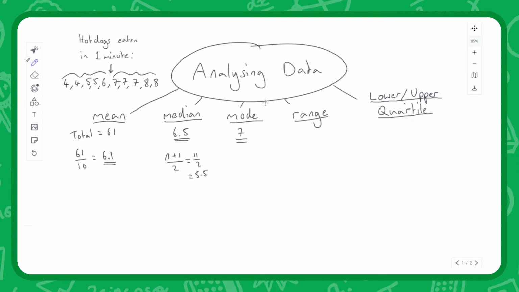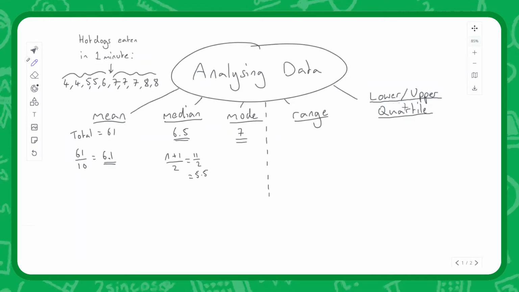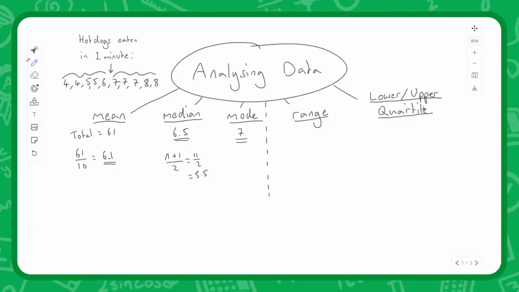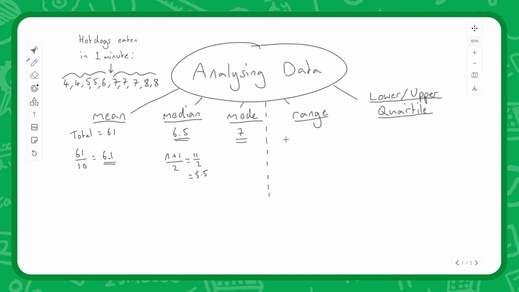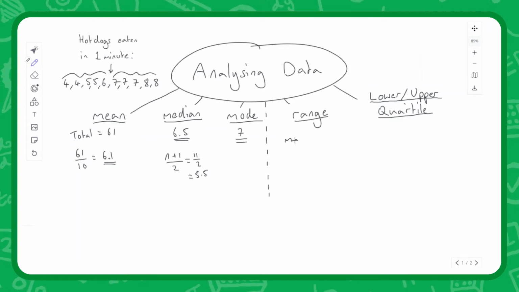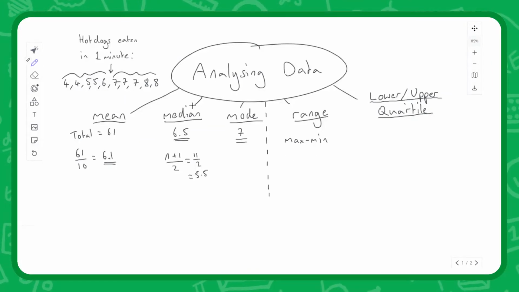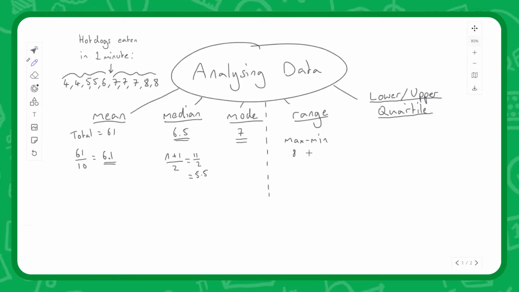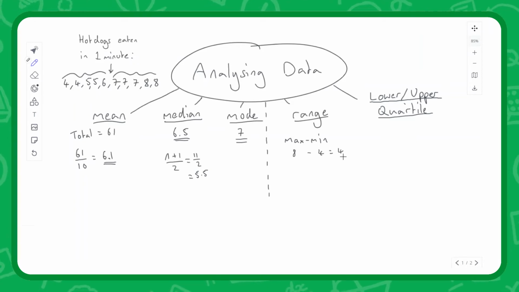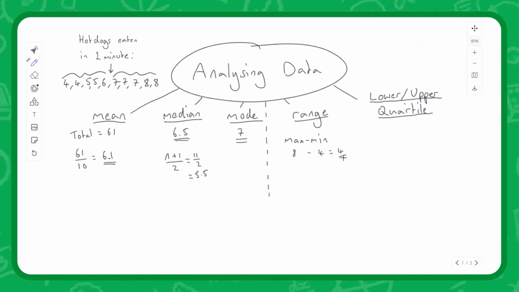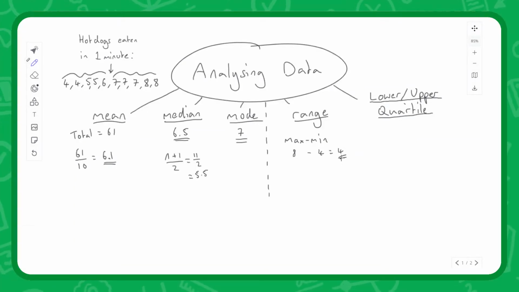We can split this down the middle, and we'll now look at the range and the lower and upper quartile. And these are no longer really related directly to the average of our data. So the range is very simple. It's just the maximum minus the minimum. In this case, the maximum is going to be 8, and the minimum is going to be 4. So 8 minus 4 gives us 4. So there's a range of 4 hot dogs. The fastest eating hot dog eater has eaten 4 more hot dogs than the slowest hot dog eater.